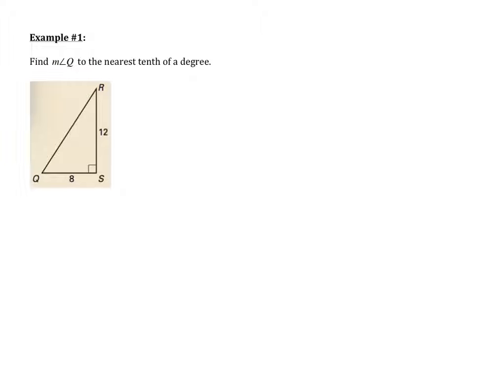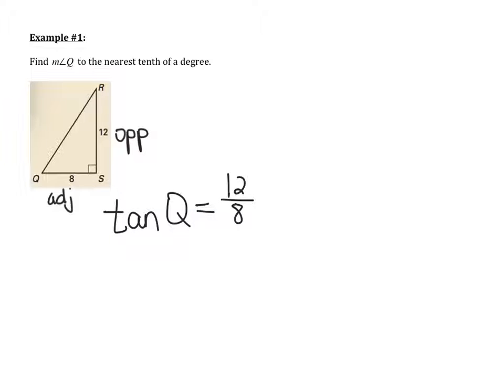Here's example number 1. Find the measure of angle Q to the nearest tenth of a degree. So it's telling us what to round to. We're looking for angle Q. Notice we're given the opposite side and the adjacent side. Since the tangent function is the opposite over the adjacent, I'm going to set up this problem and say the tangent of angle Q is equal to 12 over 8. I could put that in lowest terms if I wanted to.